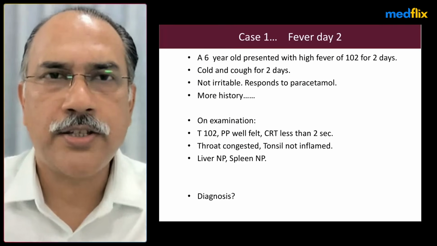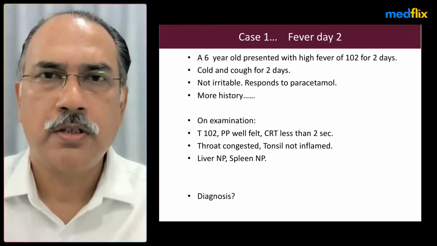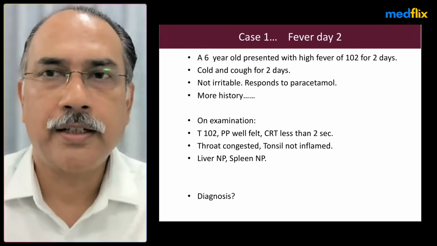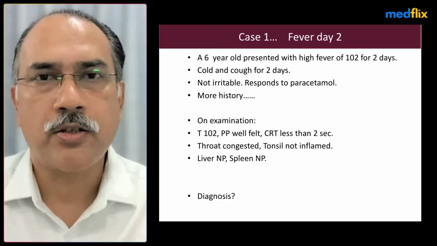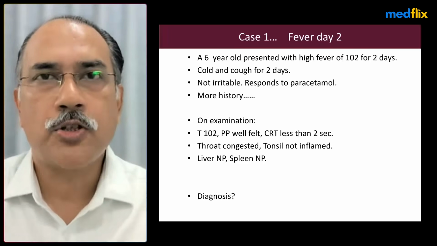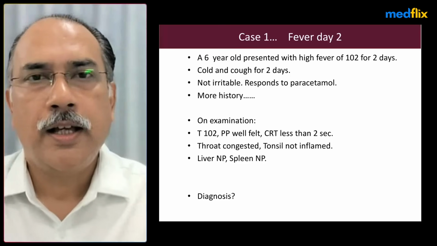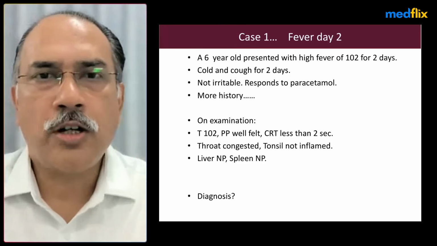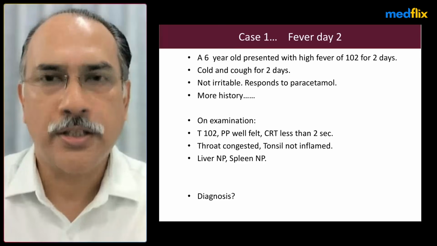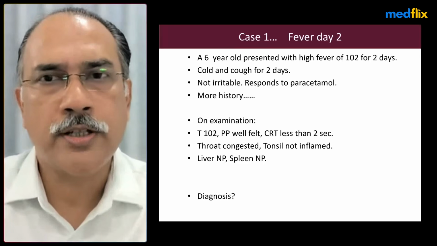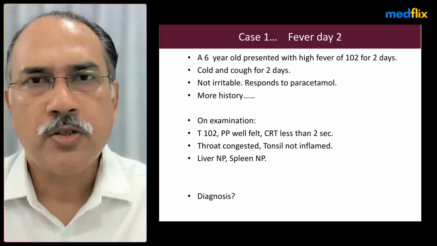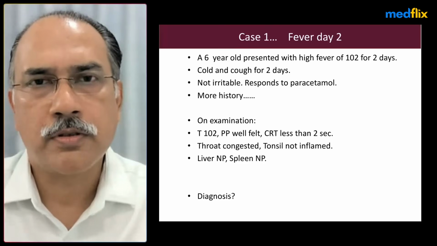Okay, so let's jump on to the cases now. We have a 6-year-old who presented with high fever, 102, for 2 days, cold and cough for 2 days, not irritable, responds to paracetamol. So on examination, we felt that the child had a congested throat, tonsils were not inflamed, and there were no liver and spleen palpable. So what would be your diagnosis?